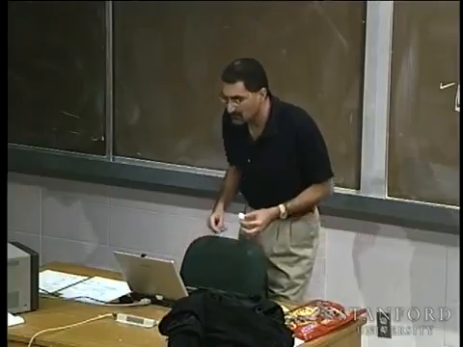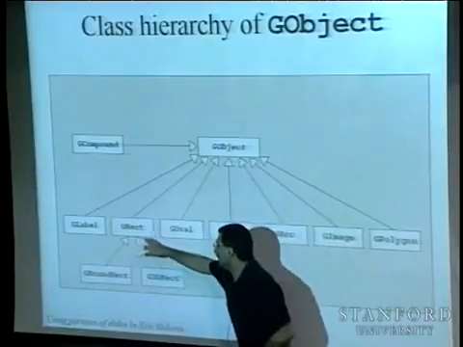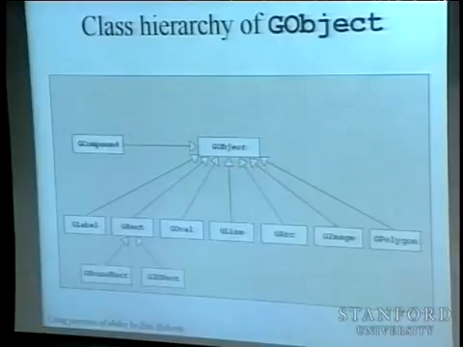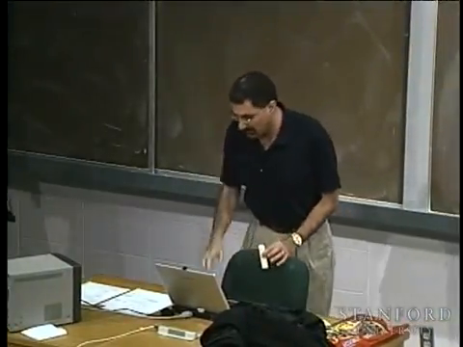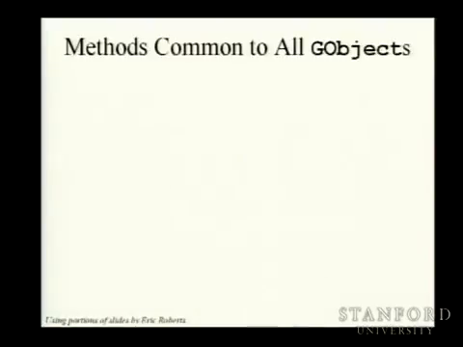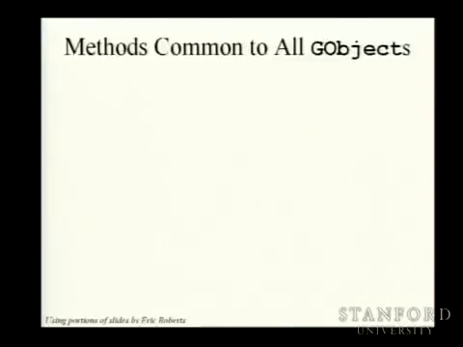Okay? So here's the class hierarchy for just the GObject. This is the stuff we're going to focus on here, right? You've already seen GLabel, GRect, GOval, and GLine. We're going to spend a little bit more time on GLabel to get into the specific nuances of it, and then we'll talk about some of the other stuff as well. Okay? So here are some methods that are common to all GObjects. Everything that is a GObject, which includes all of this stuff, is going to inherit all of these methods.